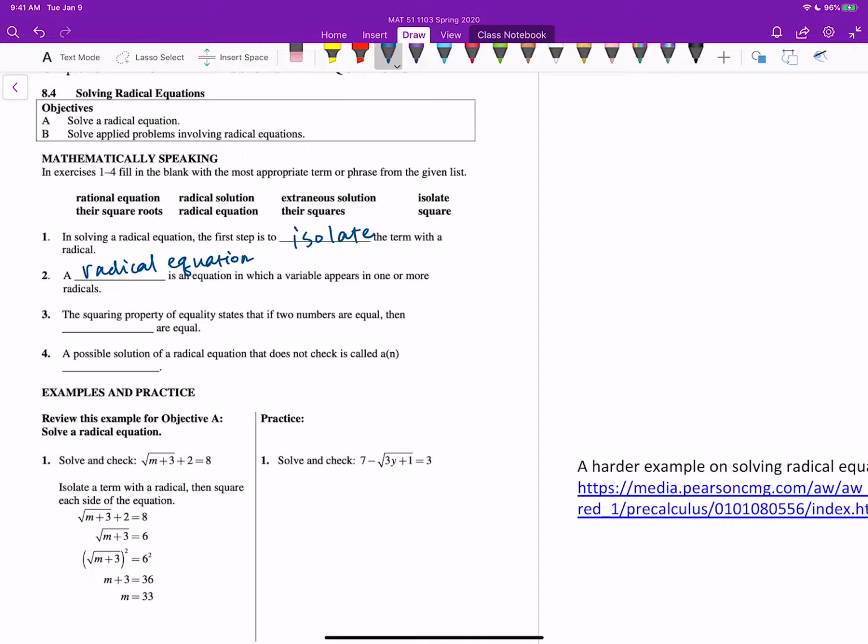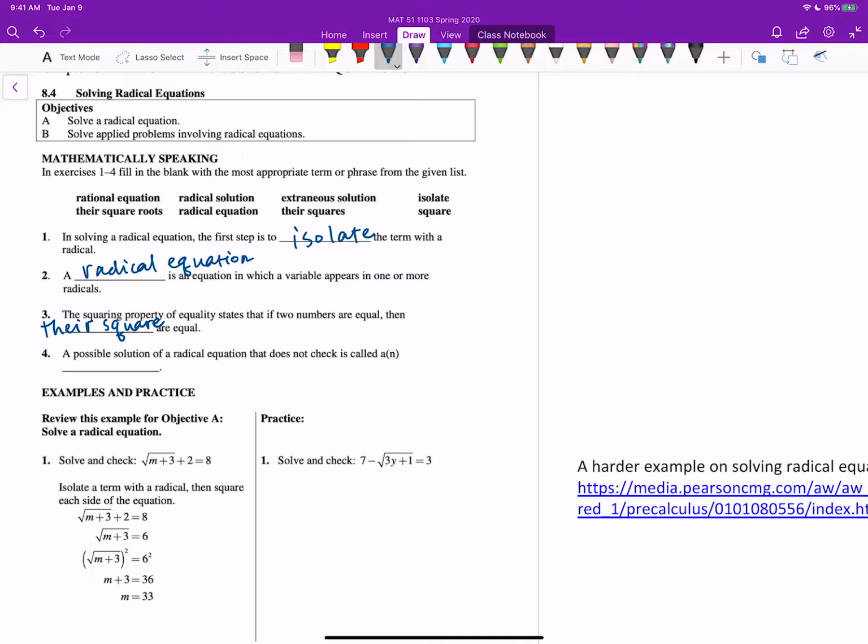Number 3. The squaring property of equality states that if two numbers are equal, then their squares are also equal. This is basically how we perform inverse operation on both sides to get rid of the square root part. We perform the inverse operation of square root, which is square, and that's how you isolate the variable.